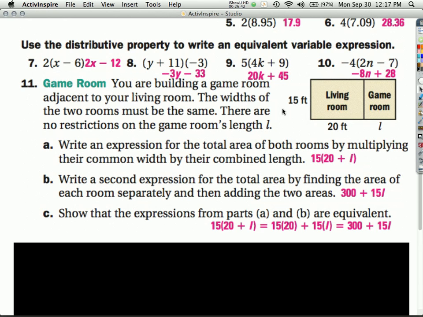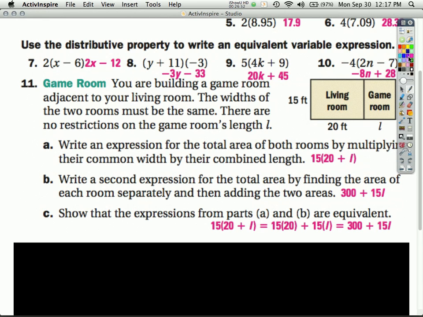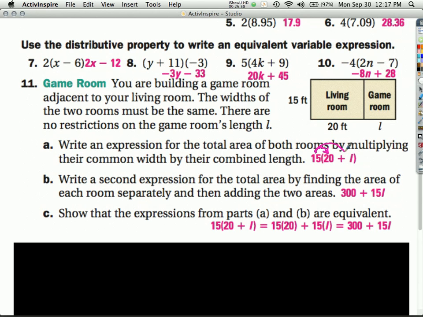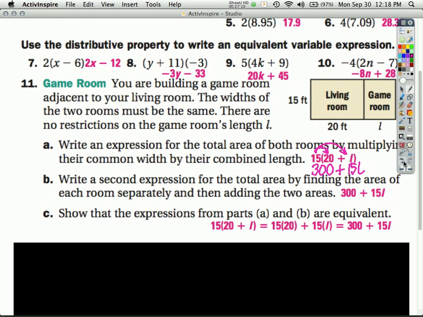Christian? For A, I put 300 and I just put the L. But again, you can't do that. You have to multiply using the distributive property. So if you'd said 300 plus 15L, that's okay. But if you wrote 300L, that's not the same thing, unfortunately.